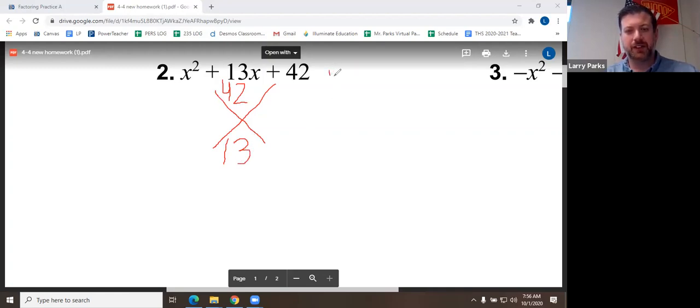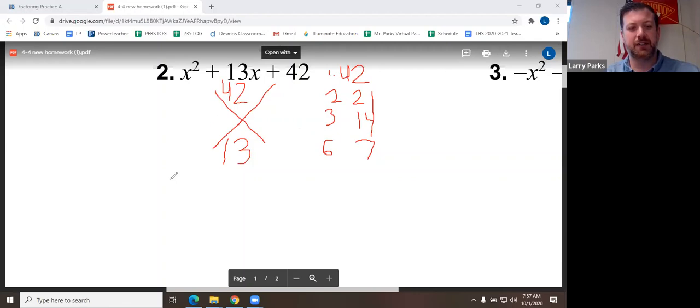So we have 1 and 42. This is not very easy to use this. And then 2 and 21. 3 and 14. And I'm adding these as I go because I'm going to stop. Like that'd be 43, that'd be 23, that'd be 17. So we're not there yet. 4, 10.5 times 4. We're not going to use decimals. 5 doesn't work. 42 divided by 6 is 7. There it is. 6 plus 7 is 13.